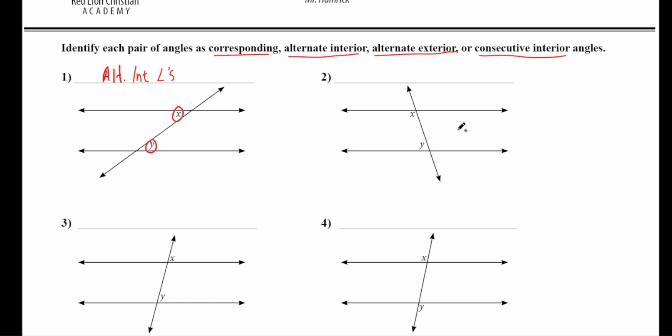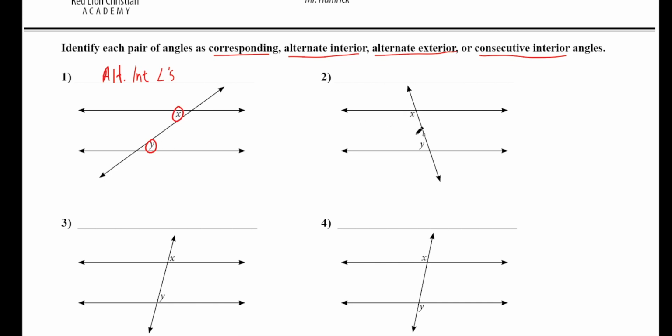All right, what about this one right here? This X and this Y. They're on the same side of this, but they're what? Consecutive interior. They are interior. How do I know if they're interior or not? They're between what? Those 2 lines. That's right. Okay, these are interior. But look, they're on opposite sides of the transversal. That opposite word means alternate. These are alternate interior angles.